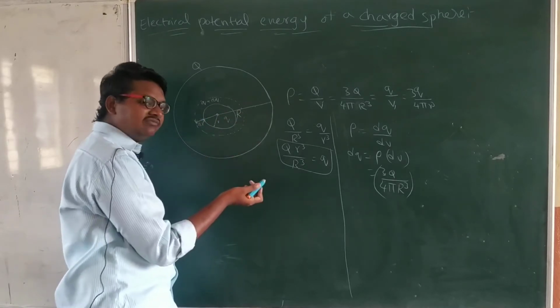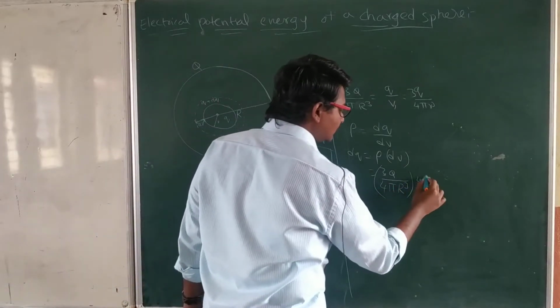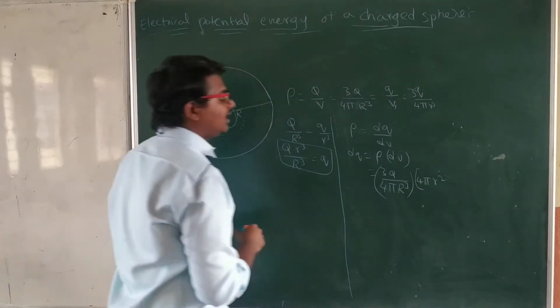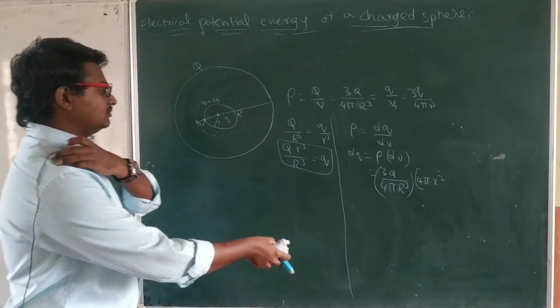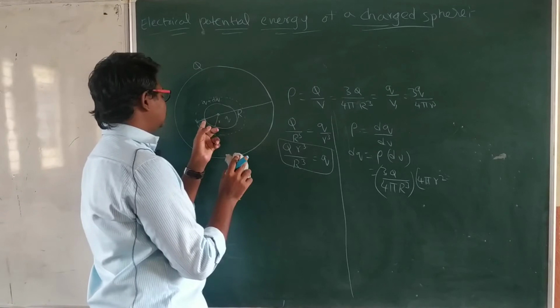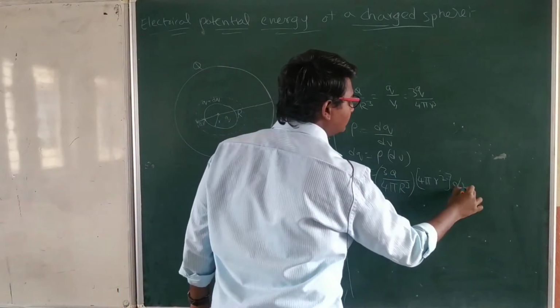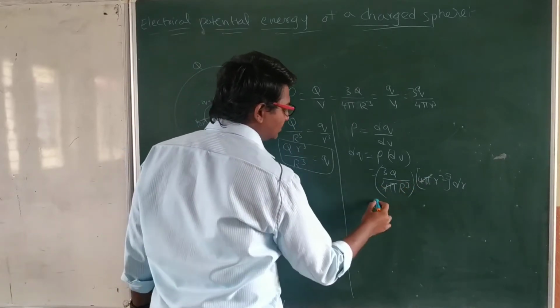Its surface area will be 4πr². 4πr² will come. Alright, 4πr² into, and now, how much distance did it increase? dr. So 4πr² into dr. 4π and 4π will cancel each other.